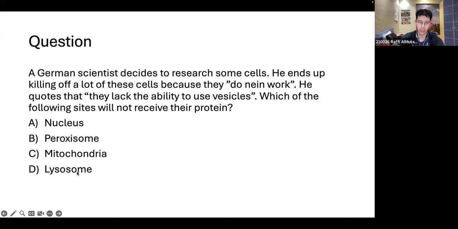They said the cell cannot use vesicles. Proteins that go to the nucleus don't need vesicles. Proteins that go to the peroxisome don't need vesicles. Proteins that go to the mitochondria don't need vesicles. Proteins that go to lysosomes do need vesicles. So if a cell cannot make vesicles, it therefore cannot go to the lysosome. Very good.